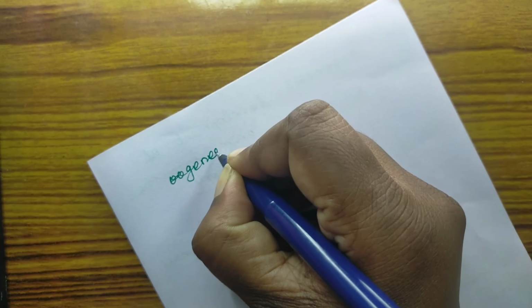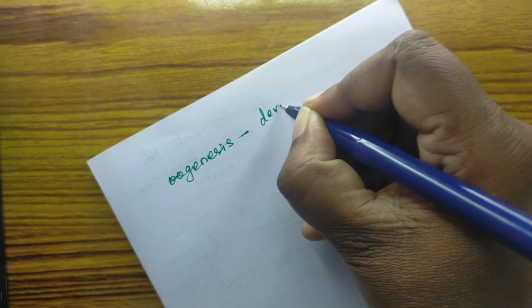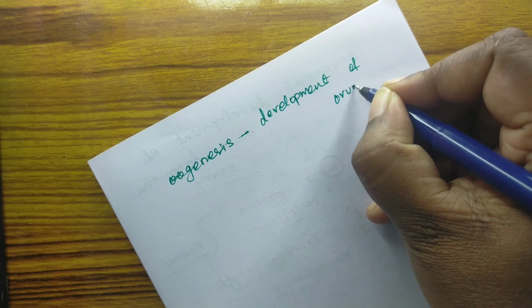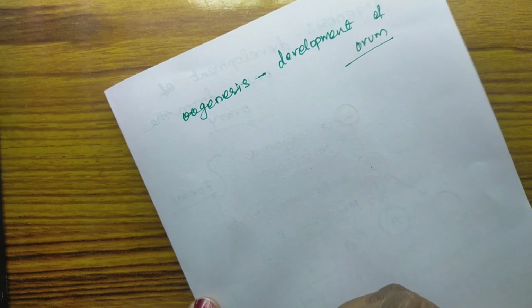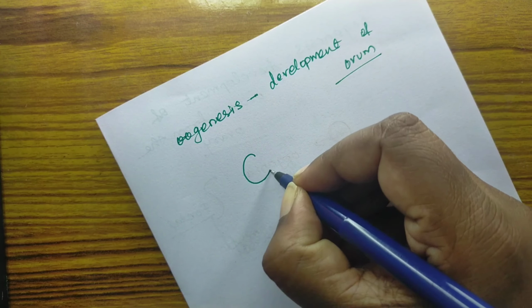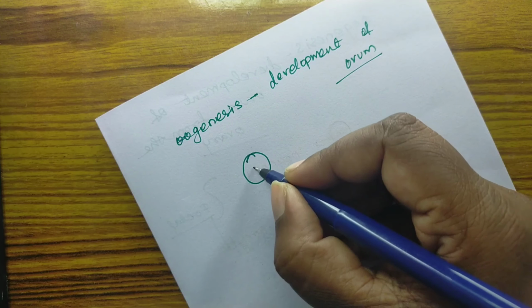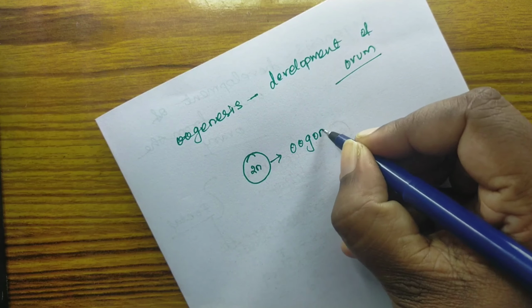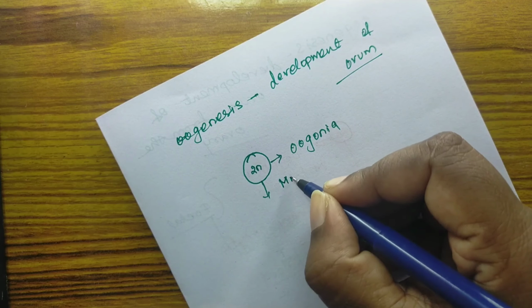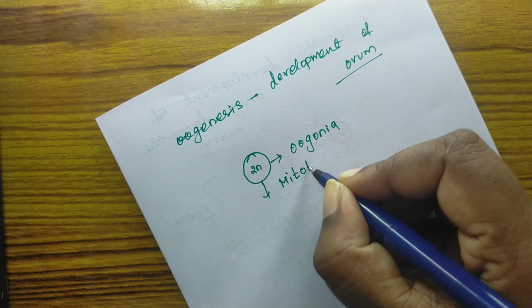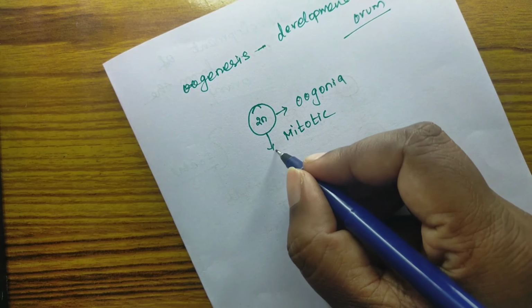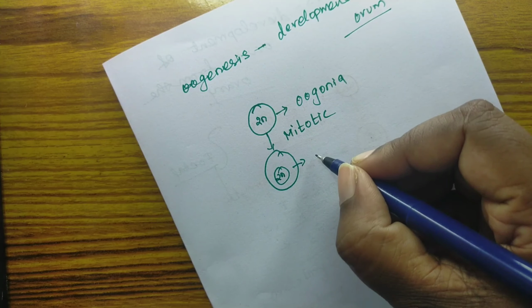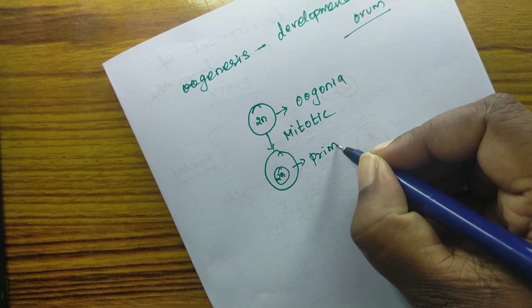Oogenesis. The development of the ovum is known as oogenesis. To find the answer for the question, we should know the process of oogenesis. The cell oogonia has the diploid number of chromosomes. This oogonia will undergo mitotic division. It results in the formation of primary oocyte, which will contain 2n number of chromosomes, again diploid number, and it is known as primary oocyte.